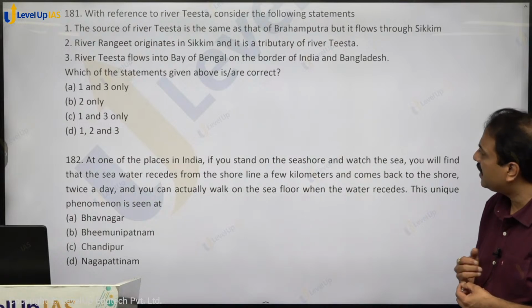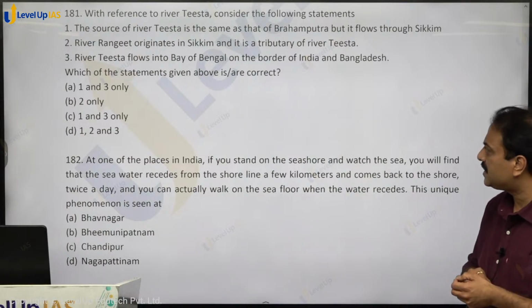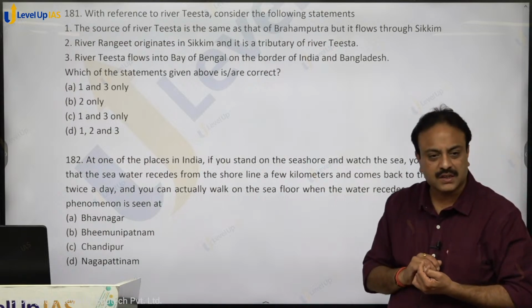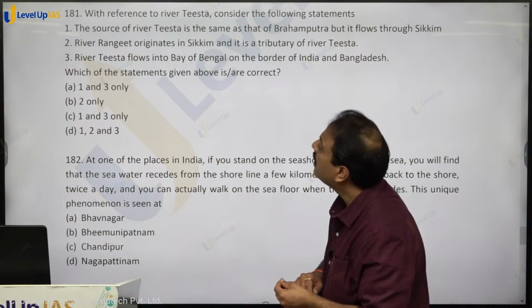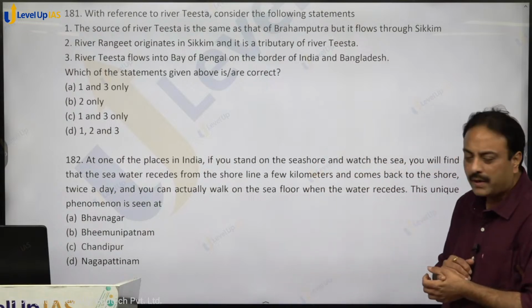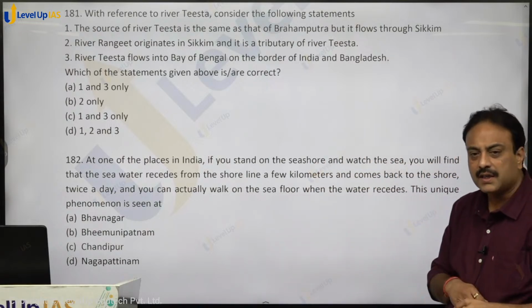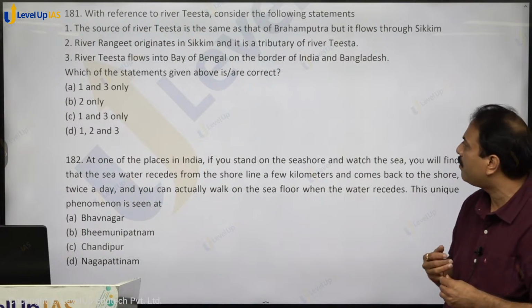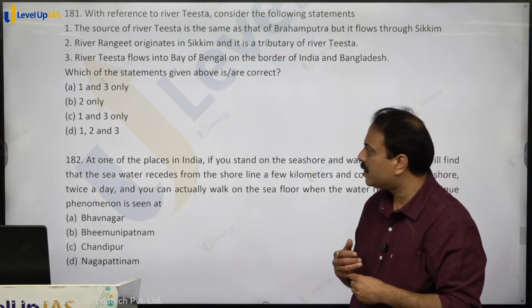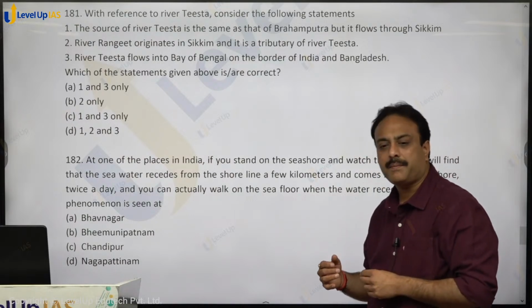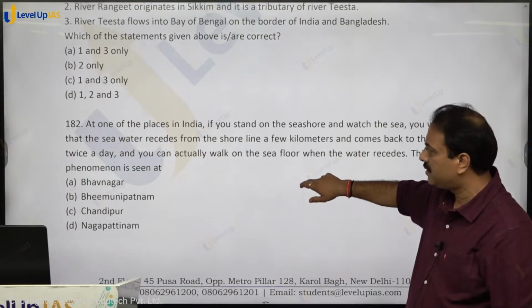So the statement is incorrect. River Rangit originates in Sikkim and is a tributary of river Tista. It is a 100% correct statement. River Rangit originates over there. River Tista flows into the Bay of Bengal. River Tista flows into Brahmaputra. It is a tributary of river Brahmaputra, not into the Bay of Bengal, on the border of India and Bangladesh. So 1 is wrong, 2 is correct, 3 is wrong. So 2 only, option B, B for boy, should be the right answer.